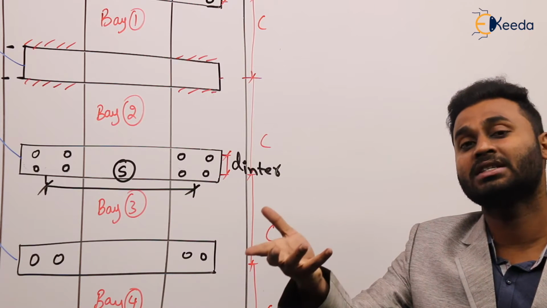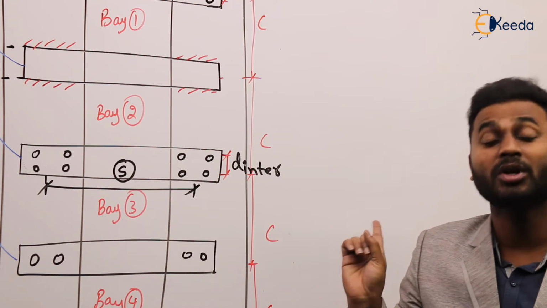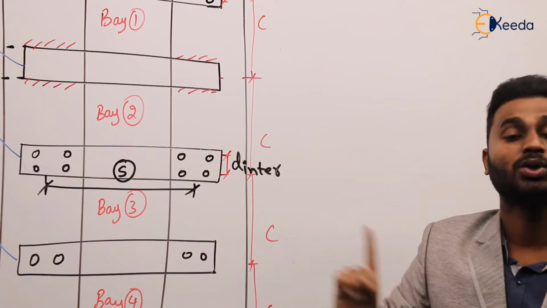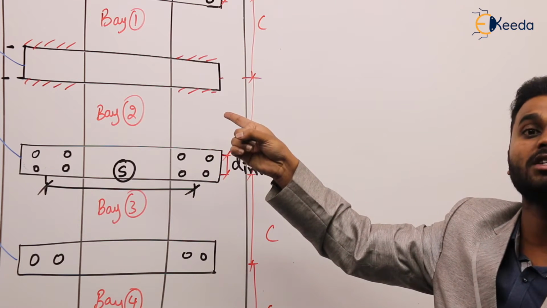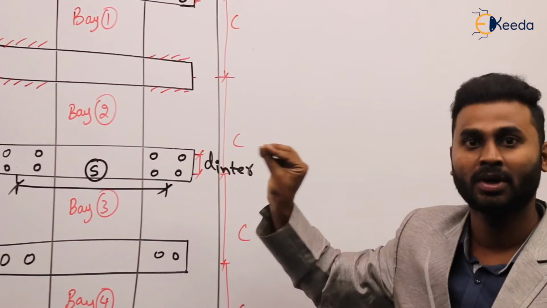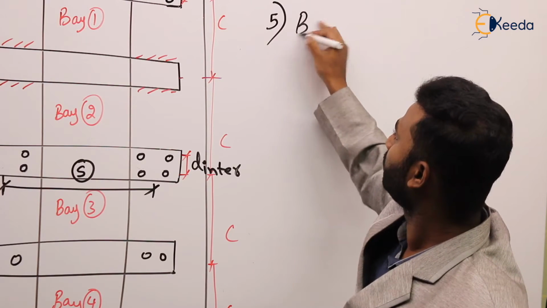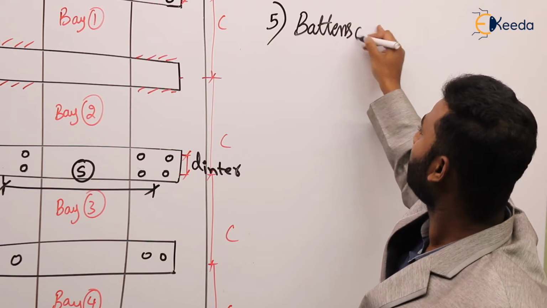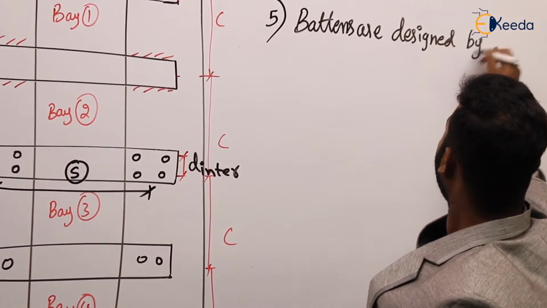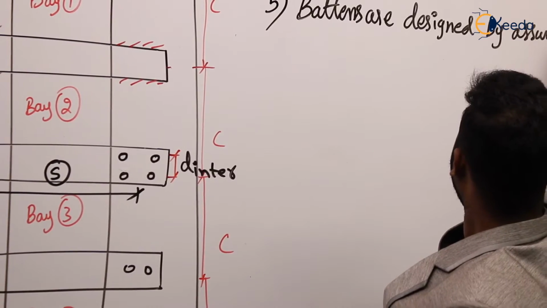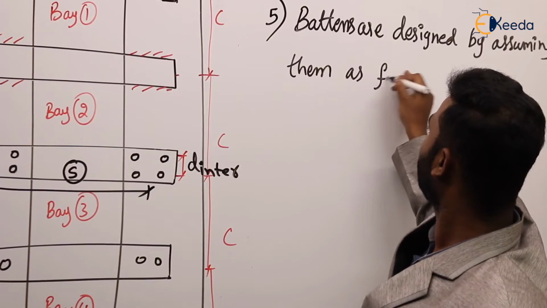Similarly, the members of the lacing system are also subjected to only axial force, which may be tension or compression. But coming to the batten, as they are straight, we are going to design the batten system or members of the batten system by assuming them as the members of a frame. Clear? So battens are designed by assuming them as frame.